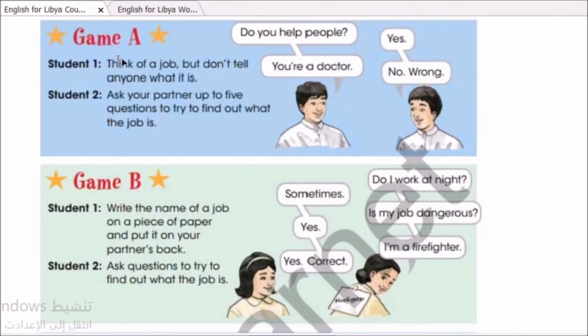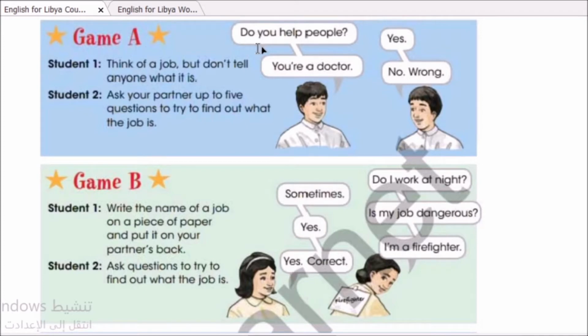In Game A, we have two students together. They have to work in pairs. Student 1 thinks of a job, but doesn't tell anyone what it is. Student B, ask your partner up to 5 questions to try to find out what the job is. As you can see here, this one is thinking about a job, and then the other one is asking him questions, up to 5 questions about that job.